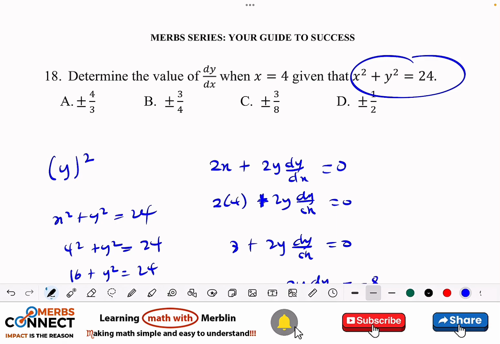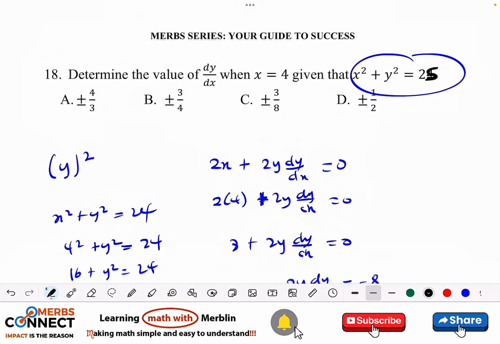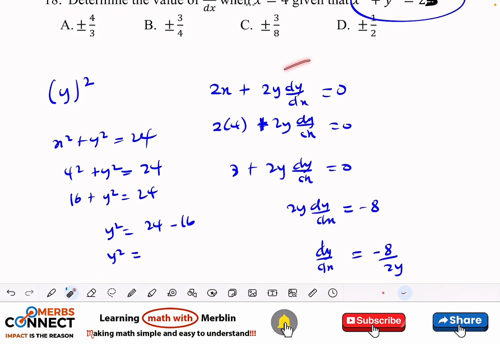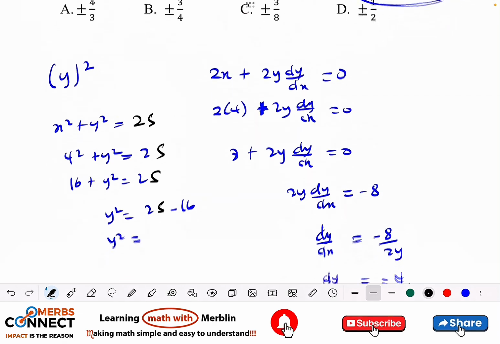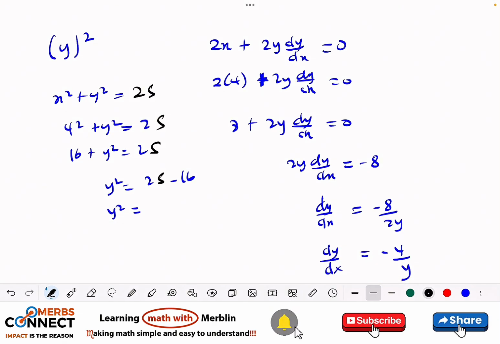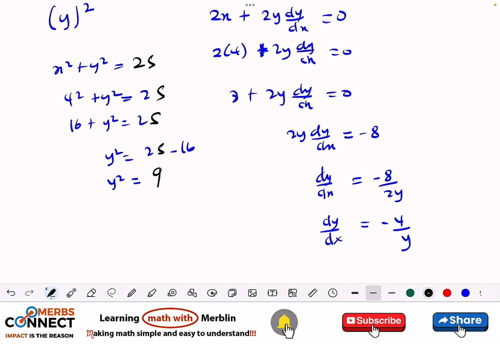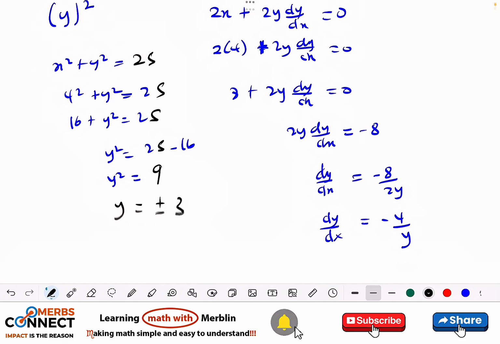Okay, so I think there is a big mistake here. This one's supposed to be 25 from the question. This one's supposed to be 25. Yeah, this one is right because when you differentiate 25, you get 0. So this one should be 25. So 25 minus 16 is going to give us 9. Then when I pick the square root of 9, I'm going to get plus or minus 3, right?